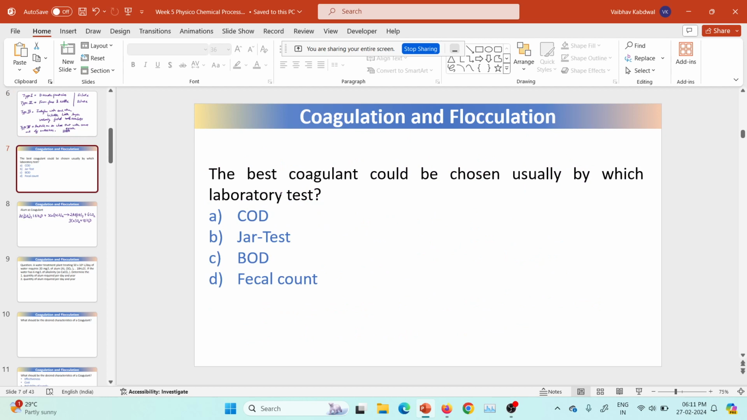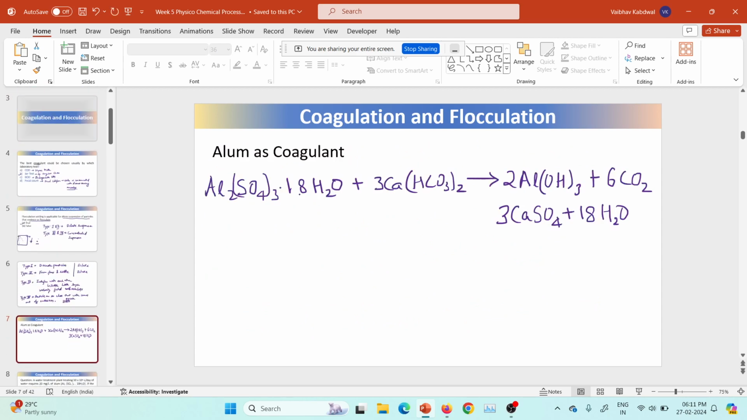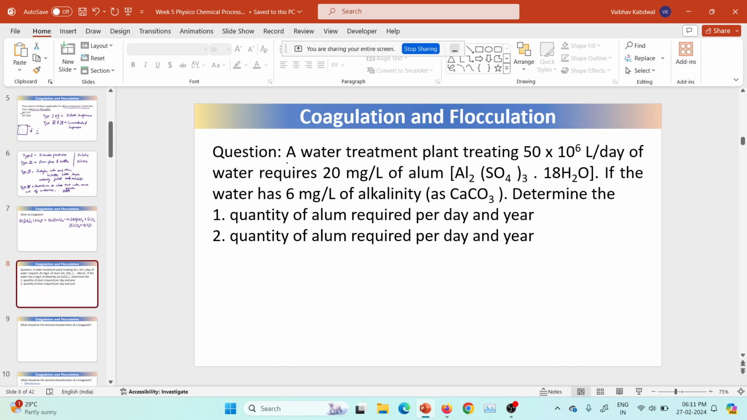One more MCQ is here. Now the question: a water treatment plant treating 50 × 10^6 liters per day of water. We are treating 50 MLD of water per day, which requires 20 milligram per liter of alum. If the water has 6 milligram per liter of alkalinity, determine the following.